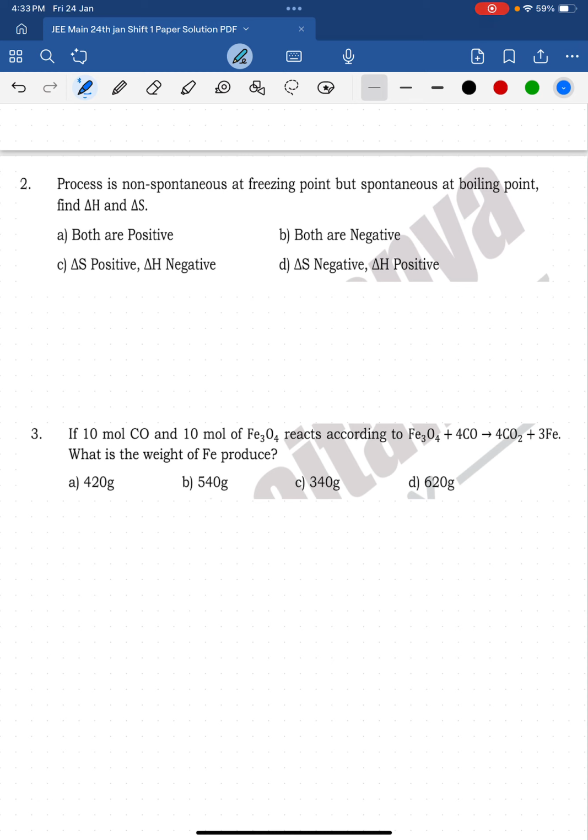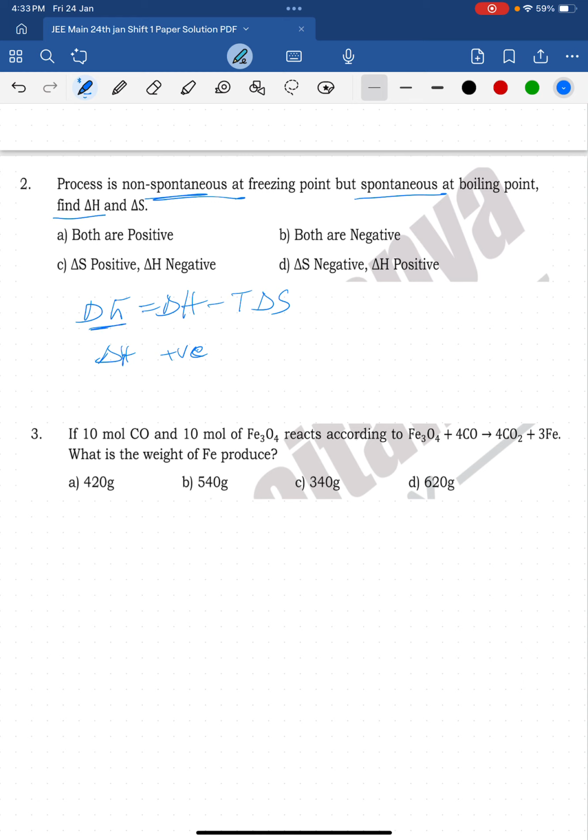The process is non-spontaneous at the freezing point but spontaneous at the boiling point. Find delta H and delta S. They are asking at the boiling point, so we have to supply heat, and that should be positive. Delta G equals delta H minus T delta S, our basic formula. Heating means positive, so delta H is positive. To get spontaneous, delta G should be negative.